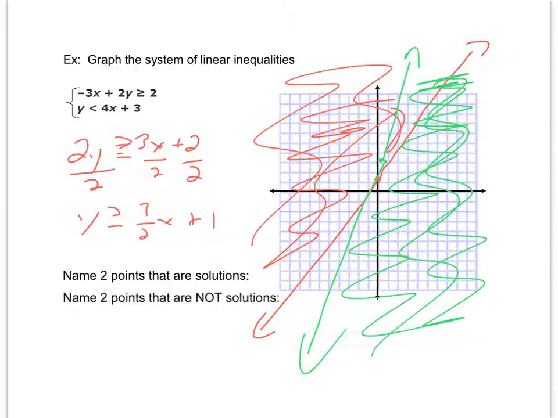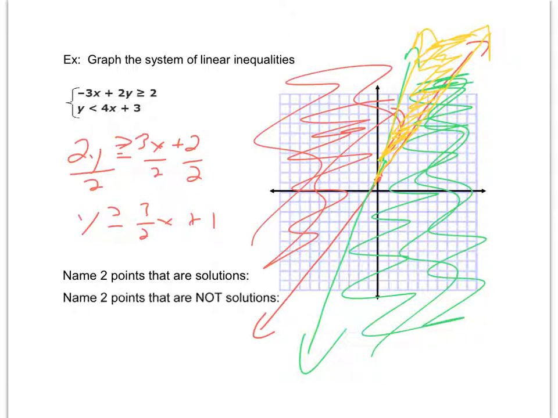And now my final answer is going to be, I'll do it in yellow, this wedge right here. And I'll give you another clue right now. Half of that yellow wedge is dotted and half of it's not. Okay, so my region of overlap is right here in yellow. And that's the only way to really express that answer.